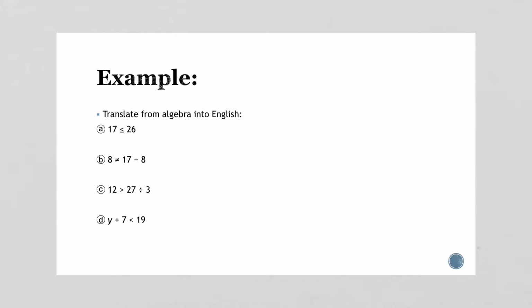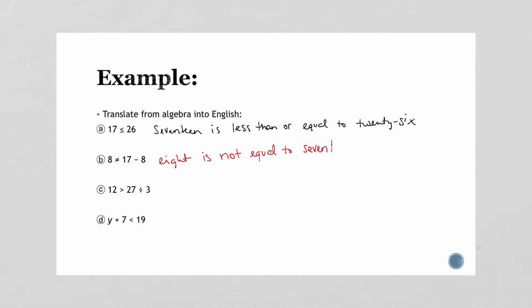All right, so if I translate these from algebra into English, no big deal. You just write down what you read. 17 is, key word here is. You have to put that is in there or else it doesn't mean the same thing. 17 is less than or equal to 26. On part B, 8 is, notice how there's a slash through that equal sign, not equal to 17 minus 8. Or you could say the difference of 17 and 8.